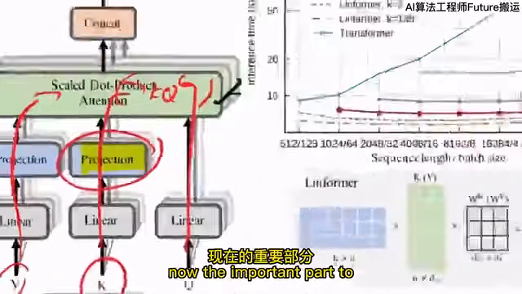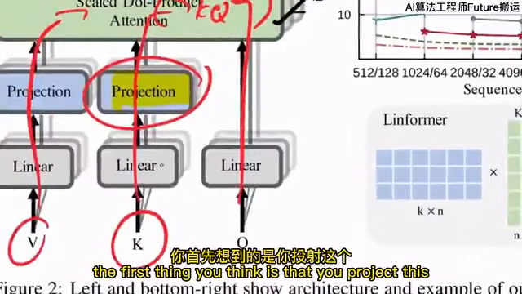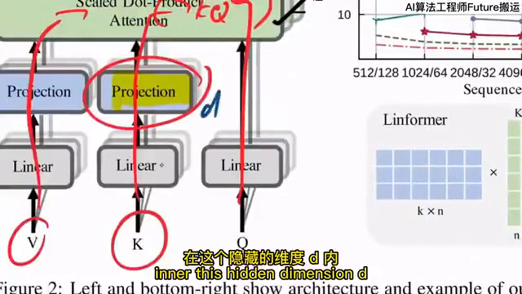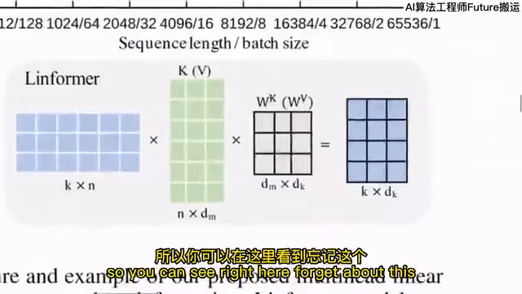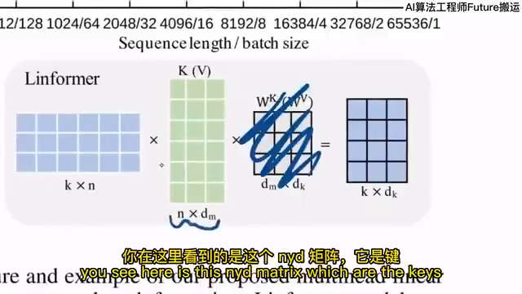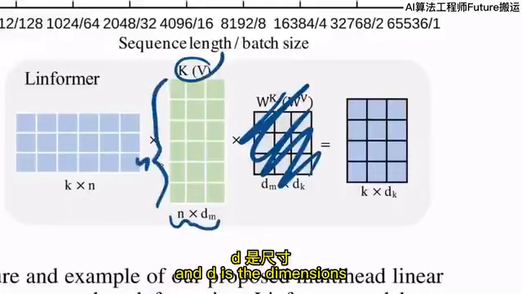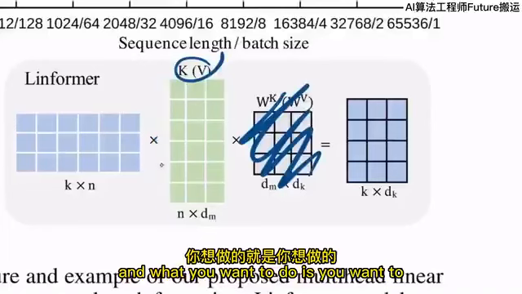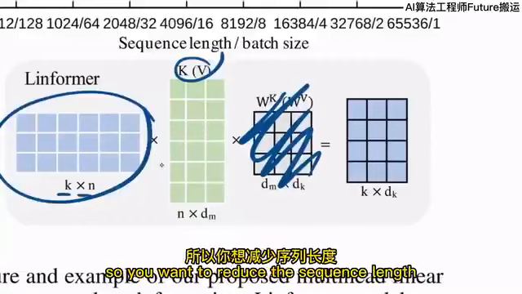Now, the important part to see here is that if you think of this lower projection, the first thing you think is that you project this hidden dimension D to a lower dimension. And that's not the case here. You actually project the N. So in a conceptual framework, forget about this W matrix. You see here this N by D matrix, which are the keys. N is the sequence length, and D is the dimensions. And what you want to do is project that by this matrix, which is K by N. So you want to reduce the sequence length.